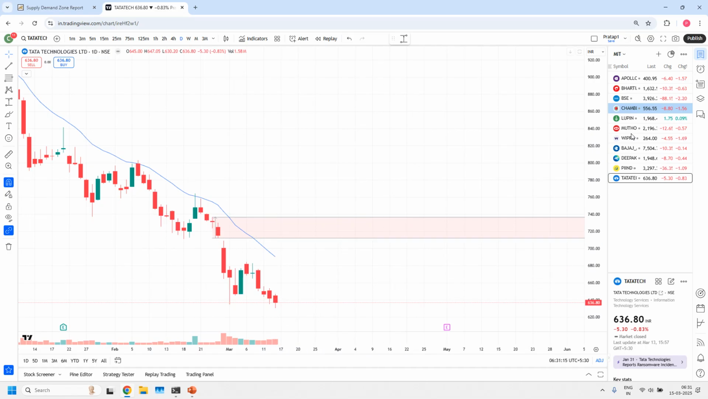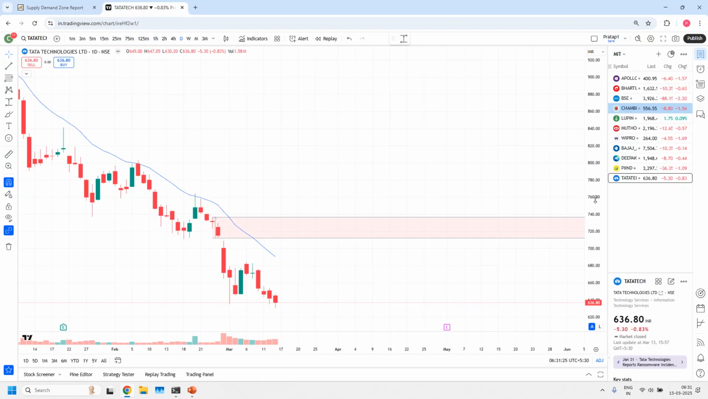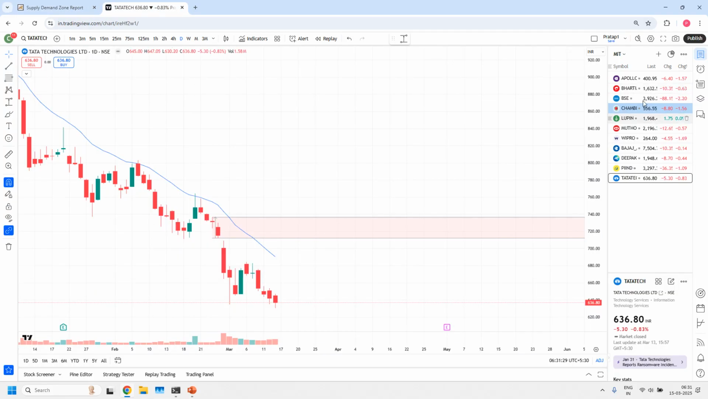Okay, in total these are the stocks identified by our software. So four stocks are having a bearish trade setup. Let us check all these four stocks. Okay, now what do we do? We have to identify high probability zones among these. How are we identifying? In our software itself, we are doing that analysis, rather than doing it manually, we are taking the help of the software.